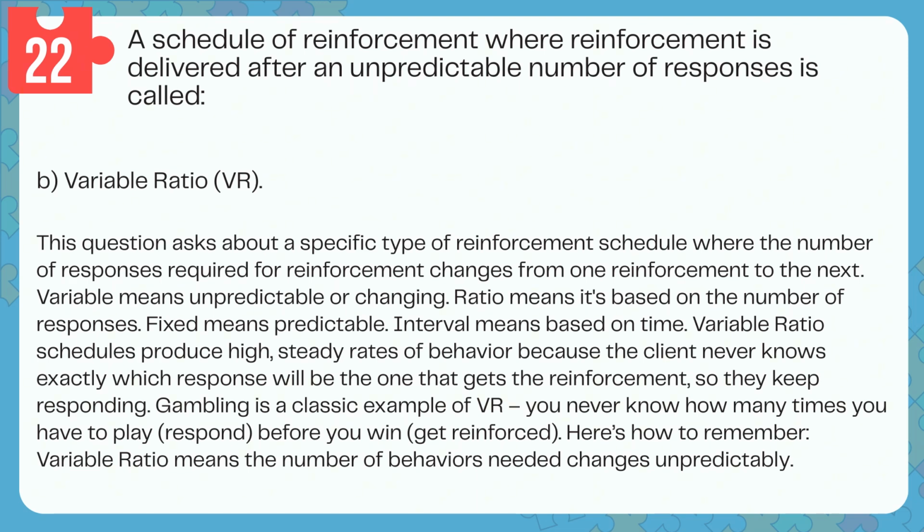Variable ratio schedules produce high, steady rates of behavior because the client never knows exactly which response will be the one that gets the reinforcement, so they keep responding. Gambling is a classic example of VR. You never know how many times you have to play, respond, before you win, get reinforced. Here's how to remember. Variable ratio means the number of behaviors needed changes unpredictably.